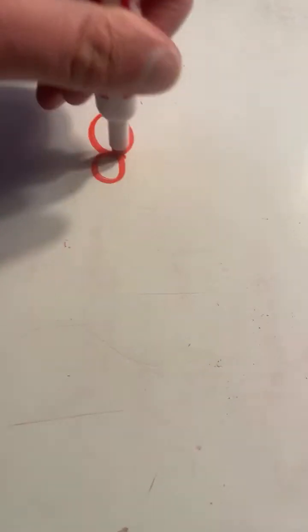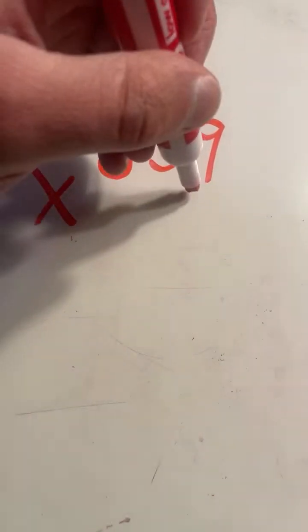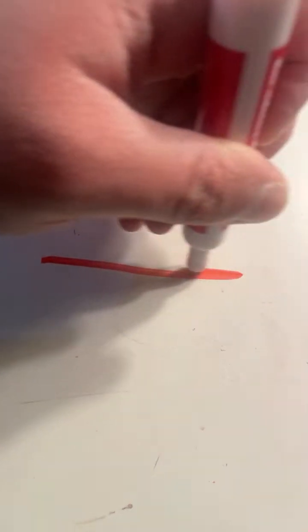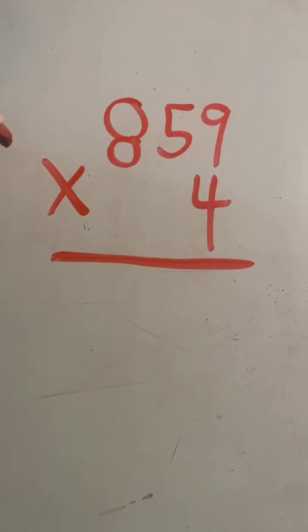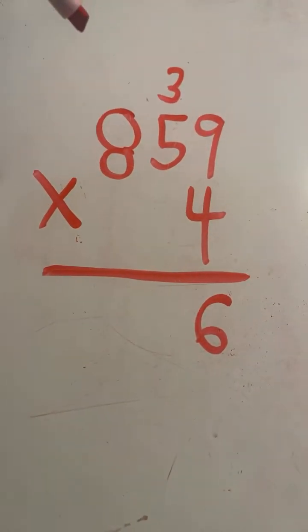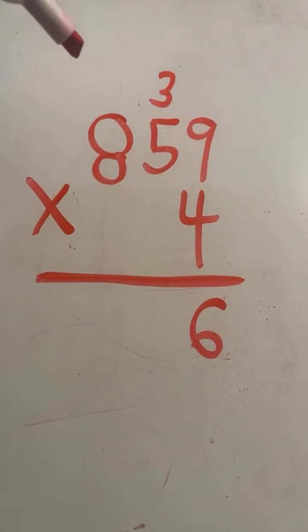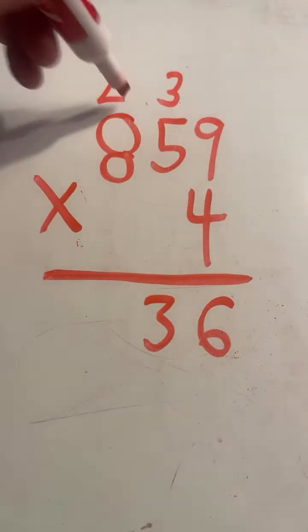All right, probably going to do 2 more examples before we call it a video. 859 times 4. So starting in the ones place, 9 times 4 equals 36. 6 carry the 3. 5 times 4 equals 20. Plus 3 equals 23. 3 carry the 2.